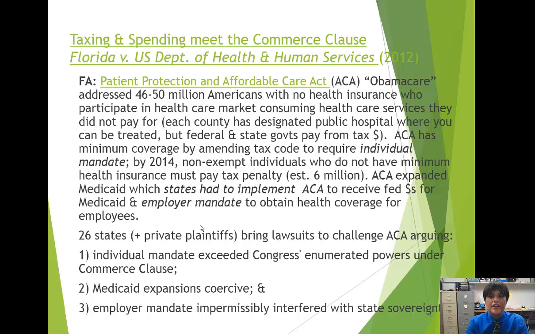All right. So the Obamacare, or the Affordable Care Act, was meant to address the 46 to 50 million Americans that had no health insurance. These 46 to 50 million Americans had no health insurance, but they were still seen as participating in the healthcare market because they would go to the emergency rooms if they needed help, or they would go to see doctors if they had a problem. And they were consuming these healthcare services, but without health insurance, they had no way to pay for them.